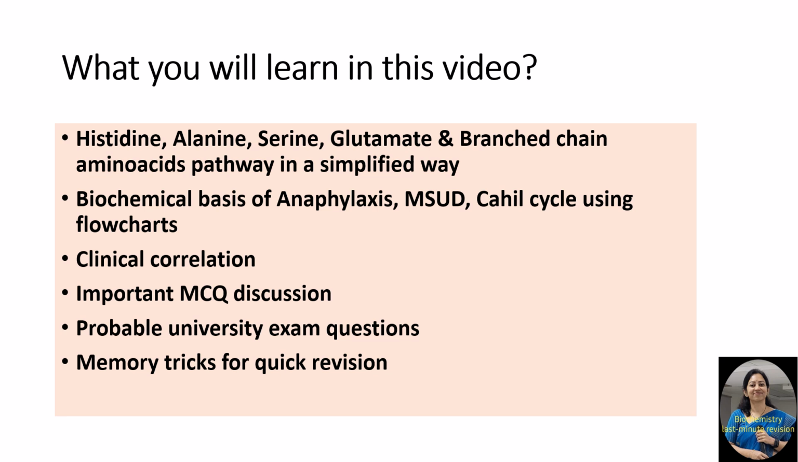What you will learn in this video: histidine, alanine, serine, glutamate and branched-chain amino acid pathways in a simplified way. The biochemical basis of anaphylaxis, maple syrup urine disease, and the Cahill cycle using flow charts and their associated clinical correlation. Important MCQ discussion, probably university exam and memory.